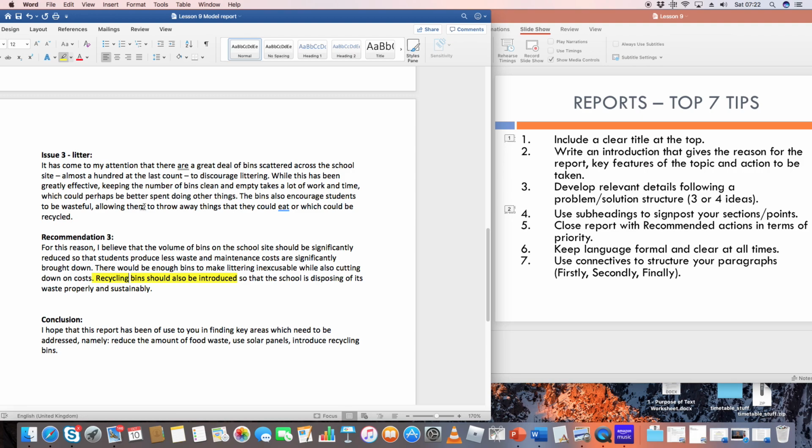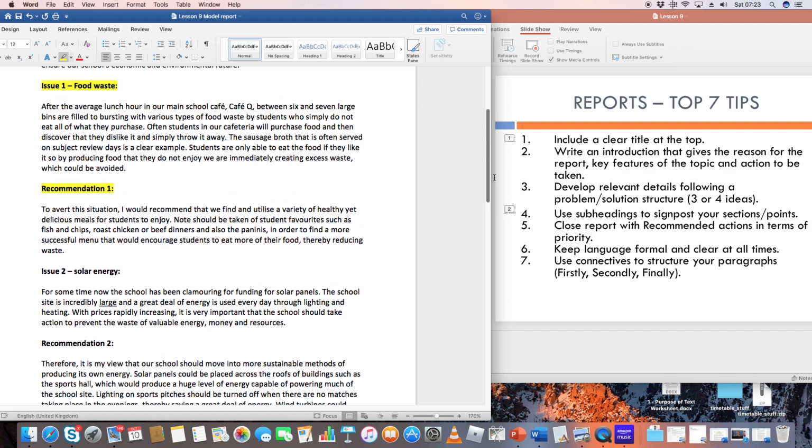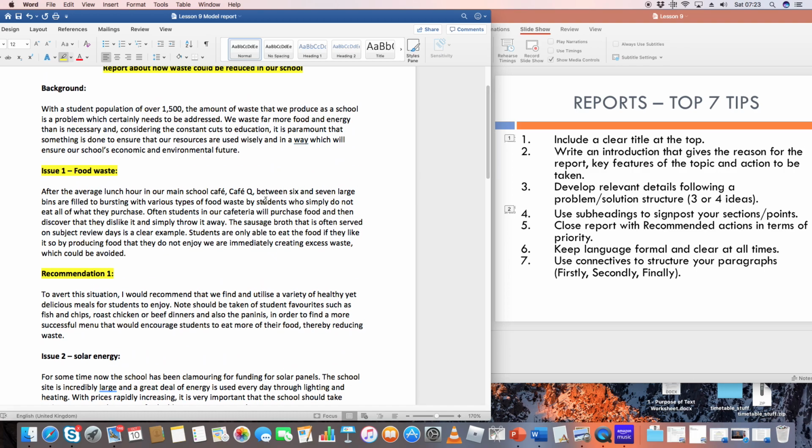And some connectives: for this reason, namely, to kind of summarise, therefore, to avert, I would. Okay, so although it doesn't use firstly, secondly, thirdly, because to be honest, you've already got issue 1, issue 2, it would be overkill to put that as well. He does have things like after, to avert, I would, so it links it together that way.